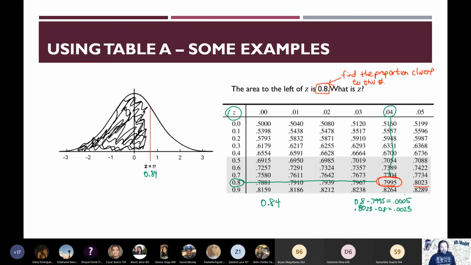In this situation, using the numbers that I have on the table, 0.0005 is a shorter distance to get to 0.8. So this is closer. So I use that value in the table instead of the 0.8023. They're both very close, and 0.8023 has 0.8 in it, but it is technically farther away from the value I'm looking for. So I go with the one that's distance-wise closer. Oh, okay, thank you. You're welcome.